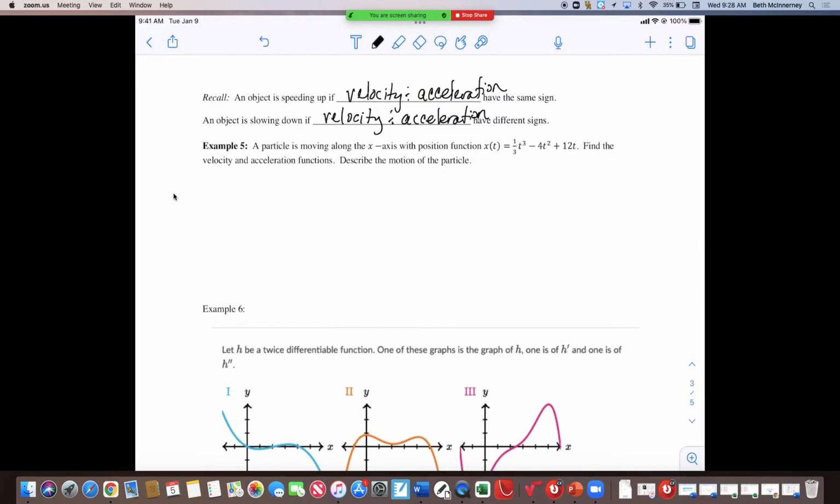So in example 5, I'm going to pause and give you a head start, see what you remember from earlier this year. A particle is moving along the x-axis with the position function x of t. Find the velocity and acceleration functions, then describe the motion, meaning is it speeding up or slowing down? So let me give you a few minutes head start on me.